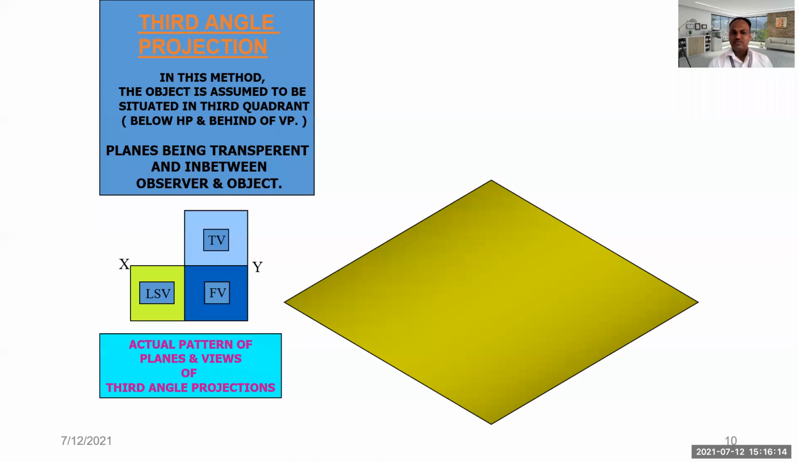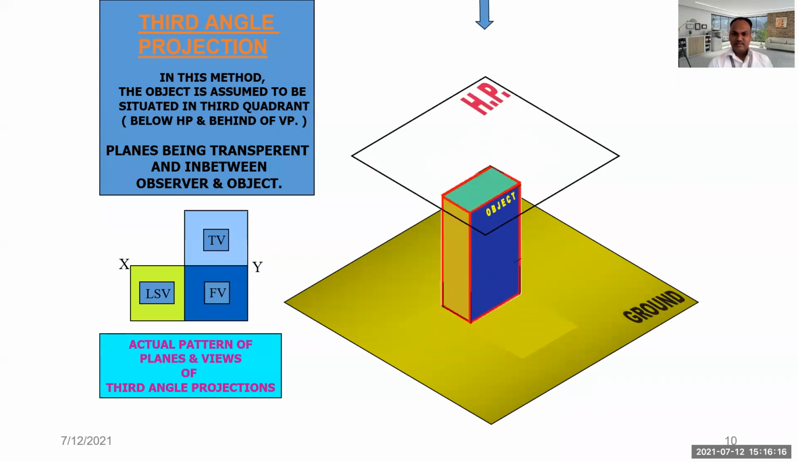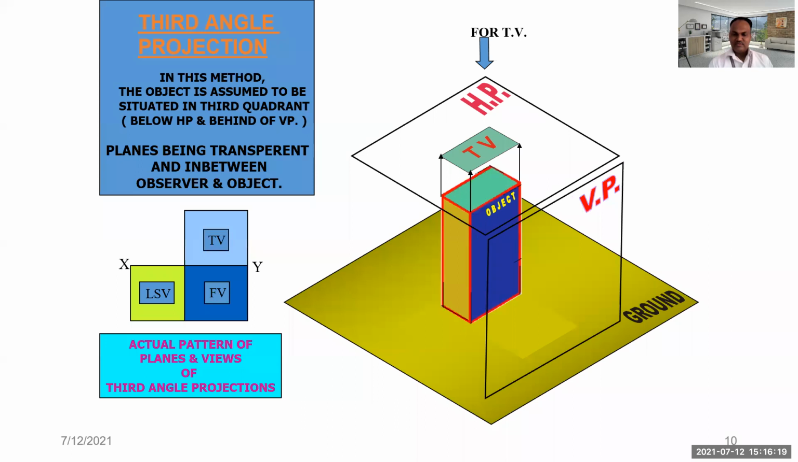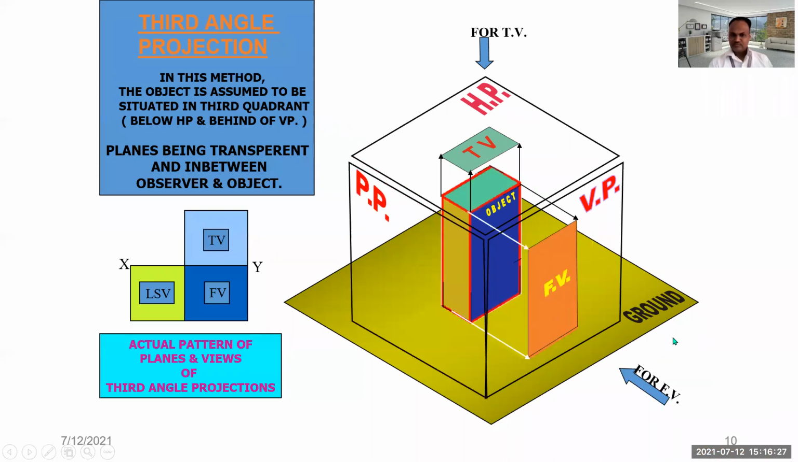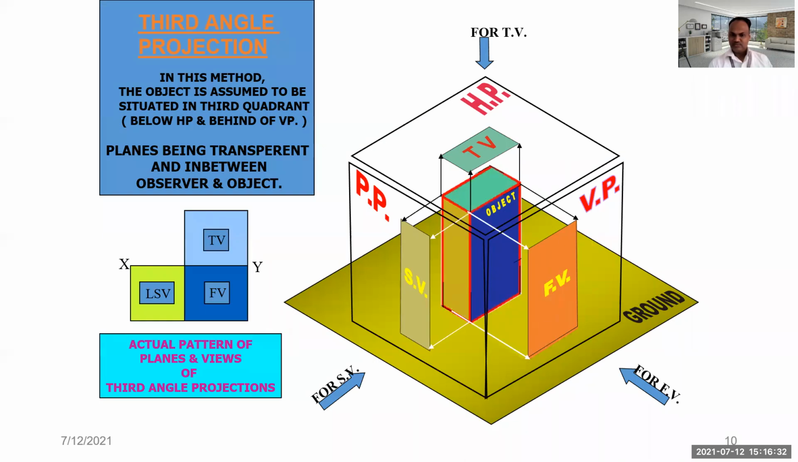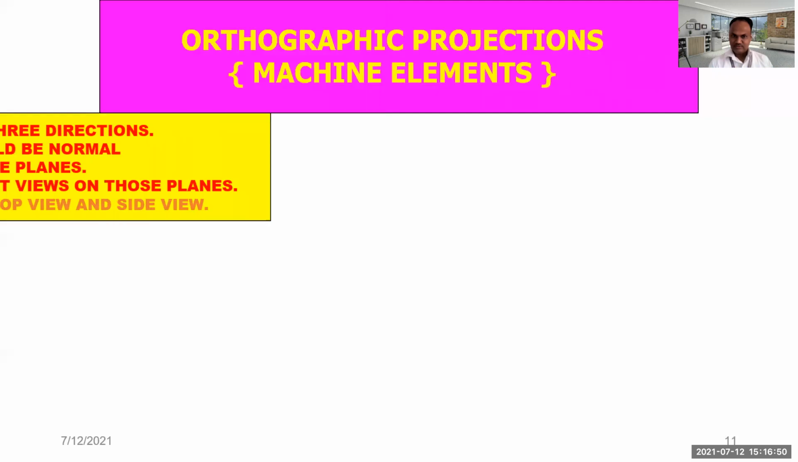Now in the third angle method of projection, what happens? The horizontal plane will carry the top view, the vertical plane will carry the front view, and the profile plane will carry your side view. So in this case, the only problem is that between the observer and the object there is a transparent plane. That is actually an advantage for the mechanical engineering industry, you can say.